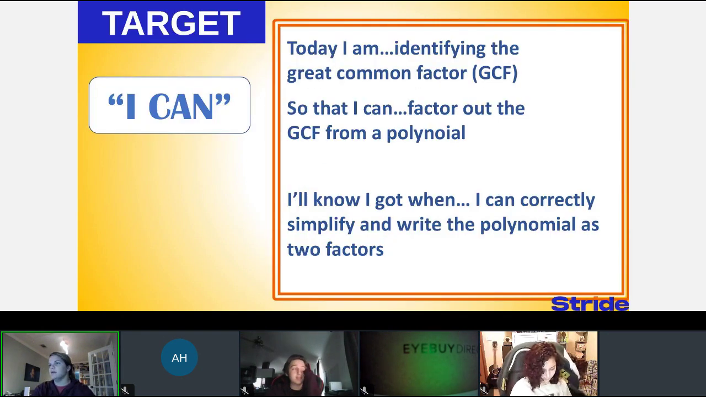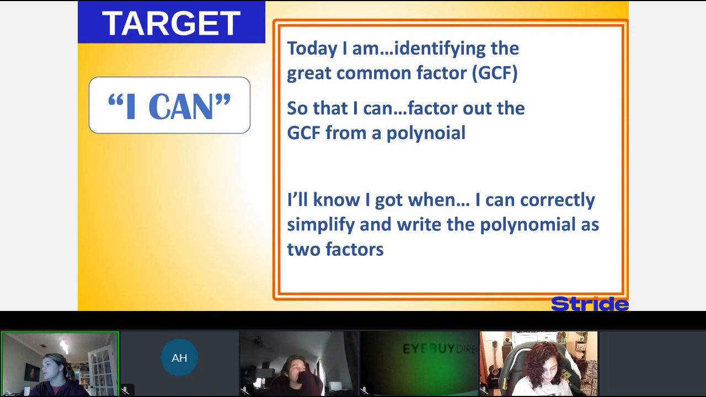All right, so today we are identifying the greatest common factor so that I can factor out the GCF from a polynomial. Factor is the big word here. This is our new word. I'll know I've got it when I can correctly simplify and write the polynomial as two factors. So we've talked about polynomials in the first unit. Today, unit 0B is going to be all about factoring. So for the next 2 weeks or so, we're going to be talking about factoring every day.